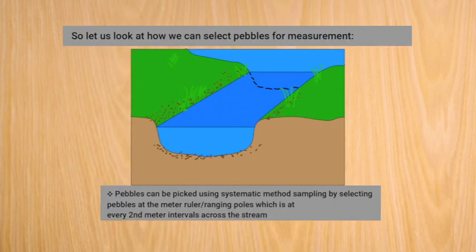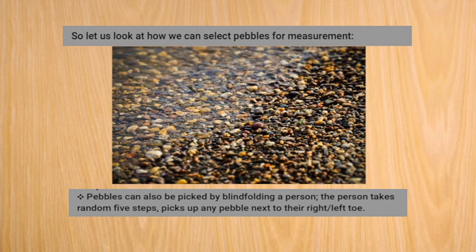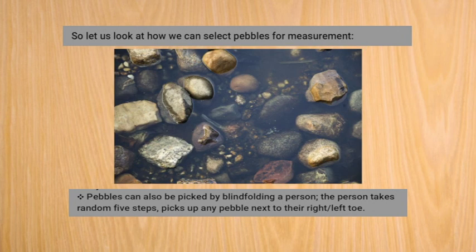Pebbles can be picked up using systematic sampling, by selecting pebbles at the meter ruler or ranging pole, at least at every second meter interval across the stream. Pebbles can also be picked up by blindfolding a person. The person takes random 5 steps and picks up any pebble next to their right or left toe.